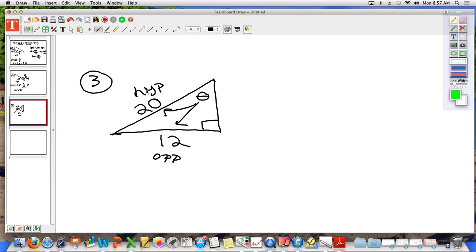So we have 12 and 20. You're trying to find theta. We have the opposite side and the hypotenuse. What is that? Sine. You know it is a sine relationship. But the deal is this. You are trying to find the measure of an angle in this case. So sine of theta is equal to opposite, which is 12, divided by the hypotenuse, which is 20.